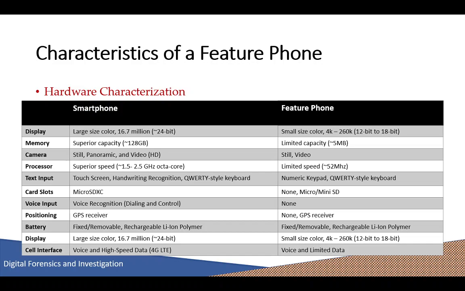So the smartphone's display is usually very large, while the feature phone display is small. Same if we compare the capacity. The capacity of the smartphone is very large, while the feature phone capacity is very limited. Same for the camera. The camera is very high definition and very sophisticated in smartphones, but the feature phone camera may not be very high profile or high resolution. Same for the processor. The smartphone's processing speed is very high. They use a very high-end processor, while the feature phone processor speed is limited.